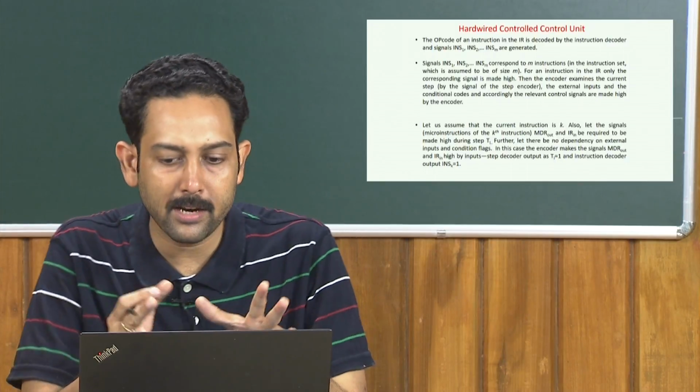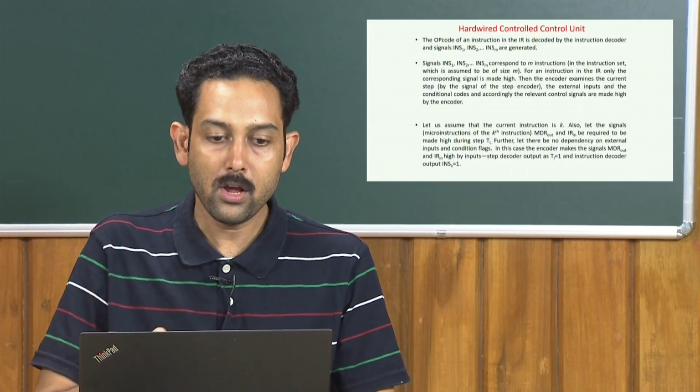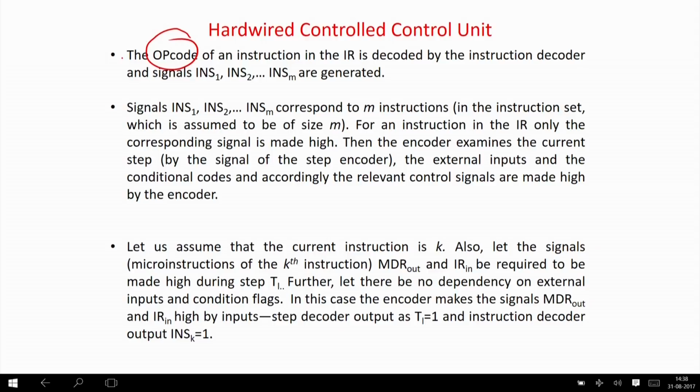I have written that in the text, you can read over it. What it says is that the opcode will generate signals I1 to IM. If there are M signals based on an opcode, any one of them will be high, and that will invoke the corresponding finite state machine. Then the decoder examines the signal, and accordingly the relevant control signals are made high by the encoder. In fact, it will select a corresponding finite state machine.